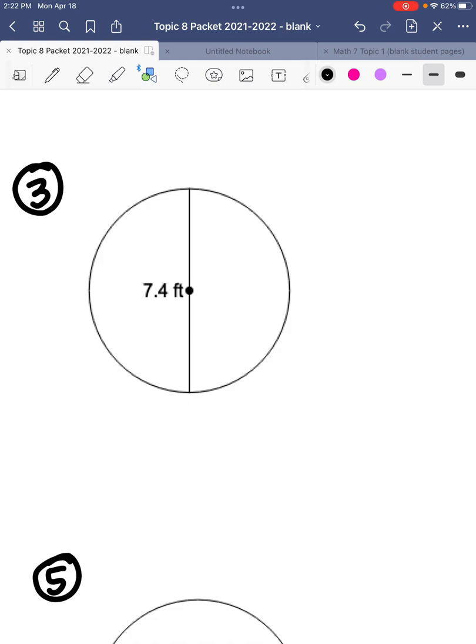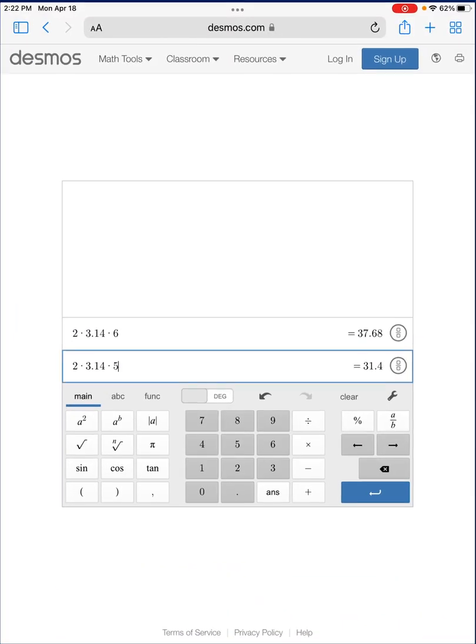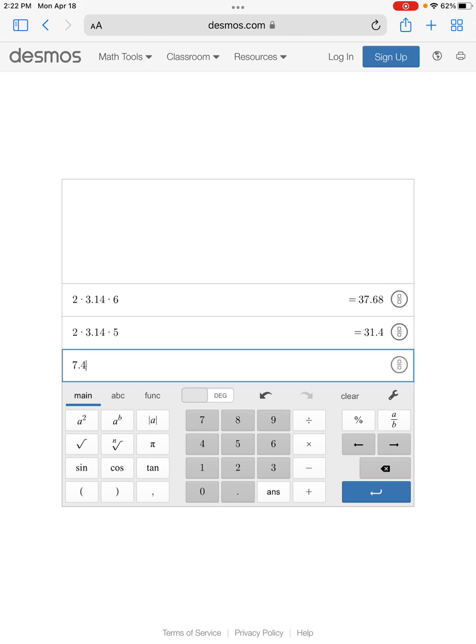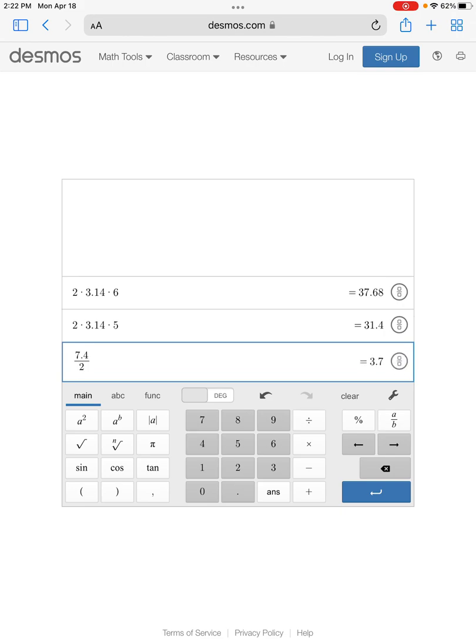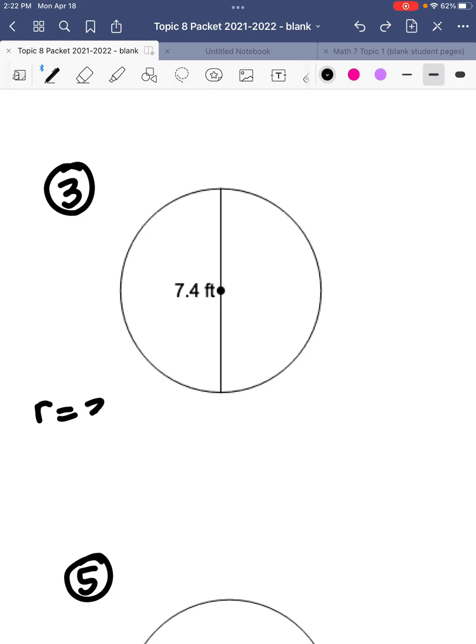So again, I've been given the diameter. So to find my radius, I'm just going to divide that by 2. So R equals 7.4 divided by 2. So 7.4 divided by 2, if I put that in my calculator, I get 14.8. Or sorry, I think I just multiplied that by 2. I don't want to multiply it by 2. I want to divide it by 2, right? So let's actually go to my calculator. So we have 7.4, that's our diameter. I'm going to divide that by 2, and I get 3.7, okay? So 3.7. So that is my radius.